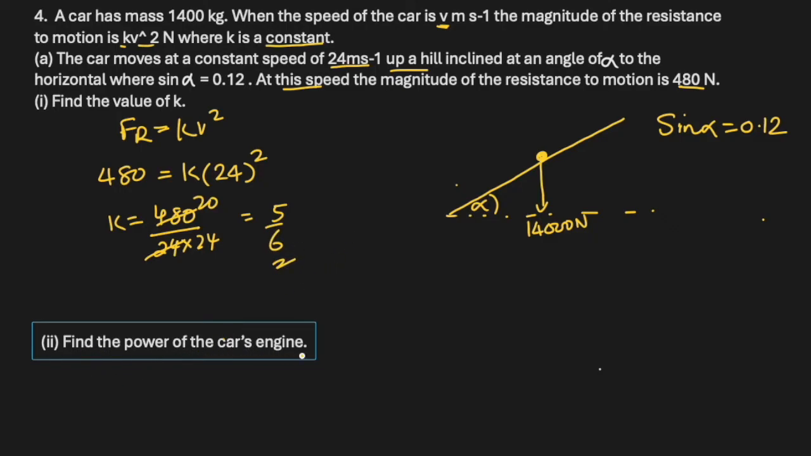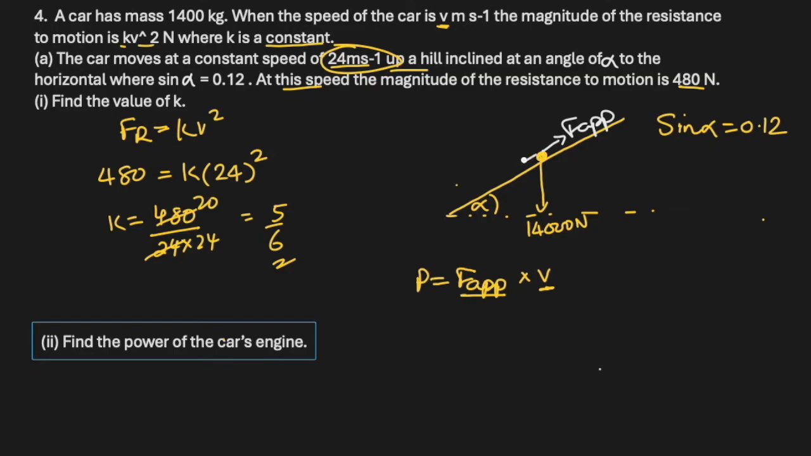Find the power of the car's engine. In this case, what will be the power of the engine? Power of the engine is the force which is being applied multiplied by the speed at which it is moving at an instant. Speed is known to us, so v is 24. We don't know the applied force. So let's see, this is the applied force in this direction.